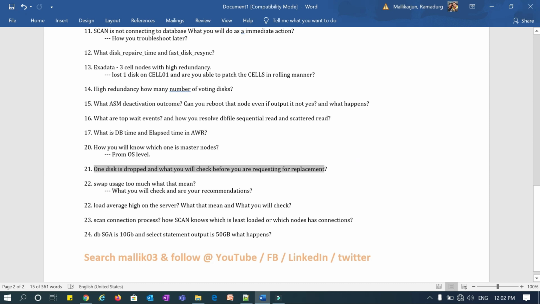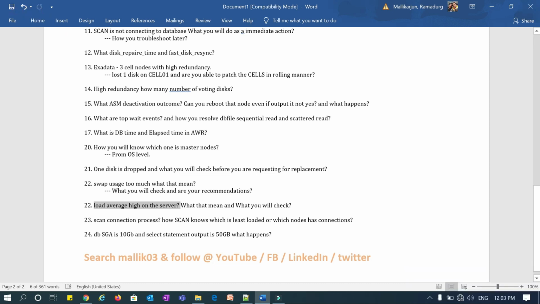And swap usage is too much. Usually we come across this kind of error. Swap usage is too much, why is it too much, and what is your troubleshooting method? And the load average is high on the server, what does that mean? How will you check the load average? Everyone will say it's high, so what will you check in that?